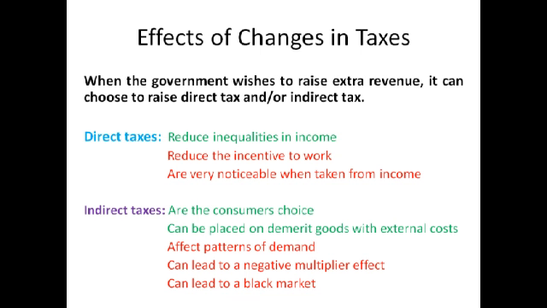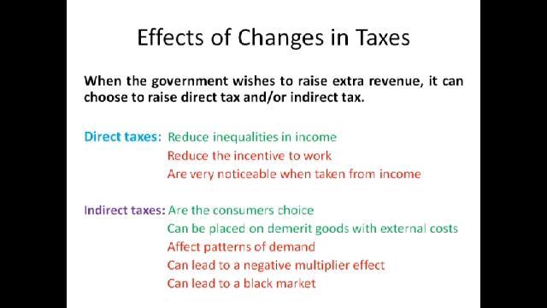This is because workers are less likely to work extra hours or work at all, because they know that a large percentage of the money they earn from working will be taken away by the government. In a few slides, we'll see just how great this amount being taken away really is. Direct taxes are also very noticeable when taken away from income, unlike indirect taxes. This is because they're taken away in one big chunk as shown on your paycheck, rather than in little bits every time you buy something.